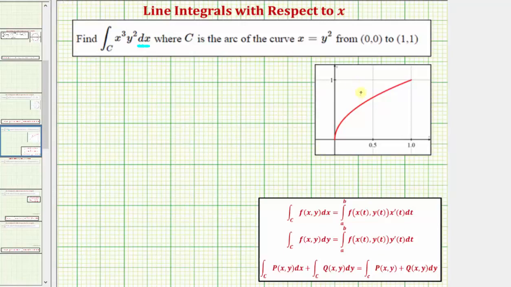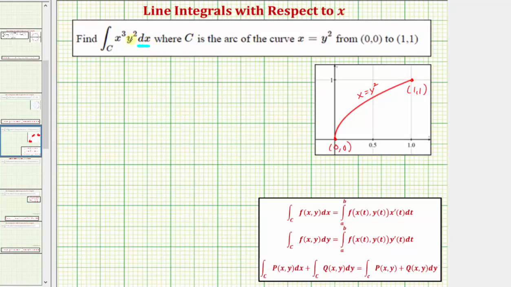Here we have the graph of x equals y squared. Notice how this point at the origin is the point (0, 0), and this point is the point (1, 1). So this is the path of integration, but we're only integrating with respect to x, not arc length.